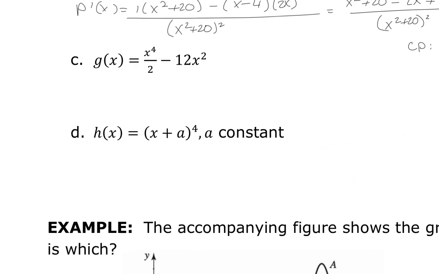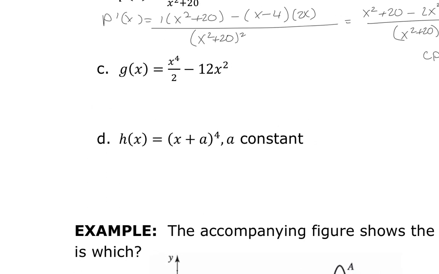Okay, let's take a look at C. Hopefully C is nice. So the first derivative, g prime of x, is going to be 4x cubed over 2 minus 24x. That's not too bad. Let's go ahead and factor that to find critical points.